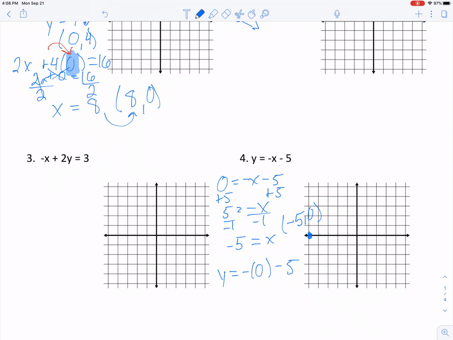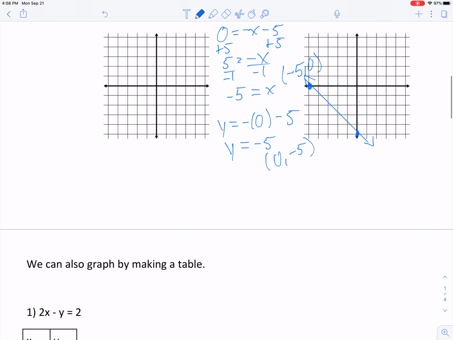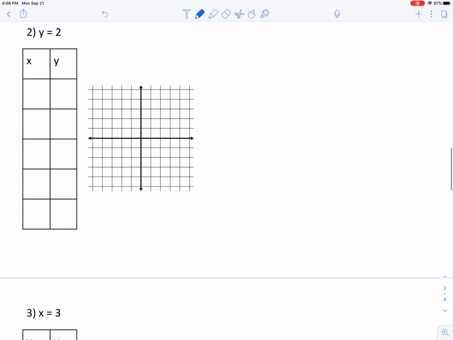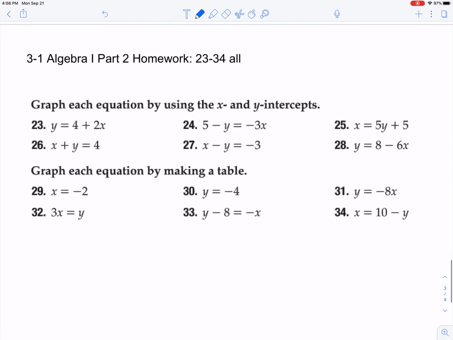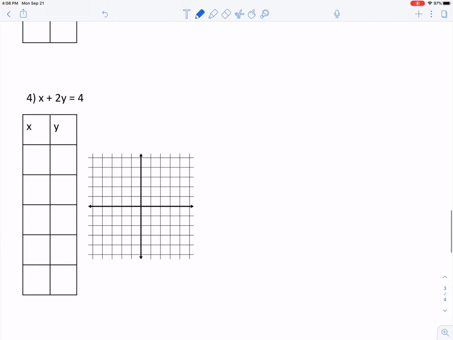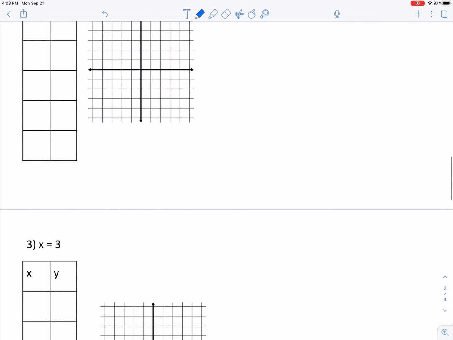And the other one, it looks like that 0 is basically just going to cancel, right? Because I can't have a negative 0, that's just 0. So y equals negative 5. Oh, that's already solved. So this point would be (0, -5). 0, and then 1, 2, 3, 4, and 5. All right, and I think that's all we're going to do today. Let me check this other stuff. Yeah, that's it.